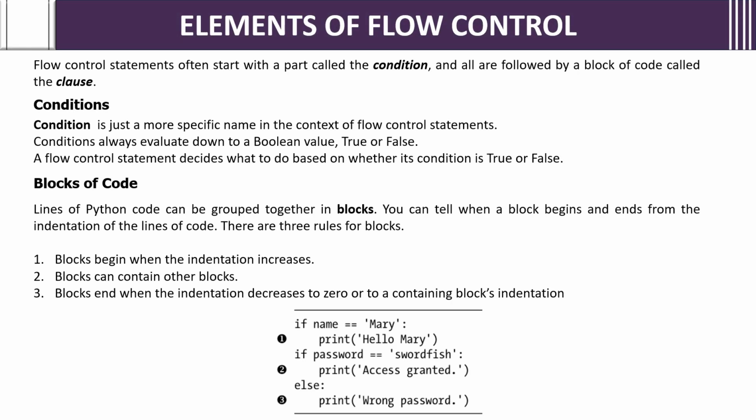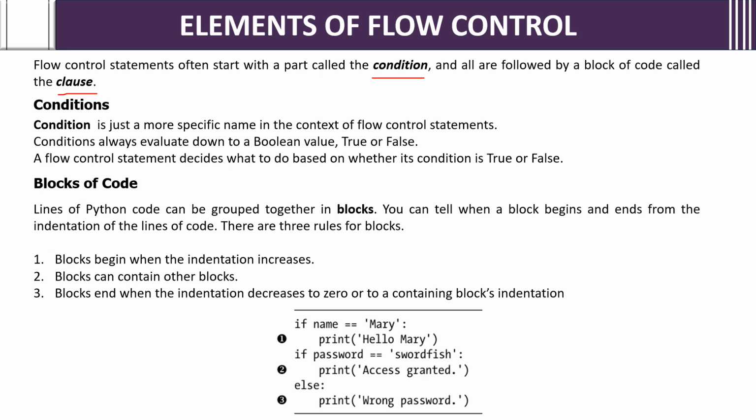Elements of flow control. As this topic itself is flow control, let us see what the elements of flow control are. Flow control statements often start with a part called the condition, and all are followed by a block of code called the clause. Flow control means it starts with some condition and then a block of code which needs to be executed, called the clause.